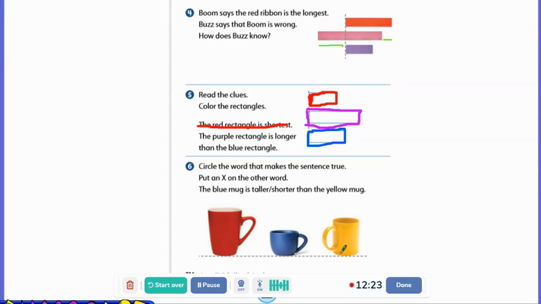Well, I see them lined up, and I see that the yellow mug is taller. So that means the blue mug is shorter. So we're going to circle shorter and cross off taller. So we know that the blue mug is shorter than the yellow mug.